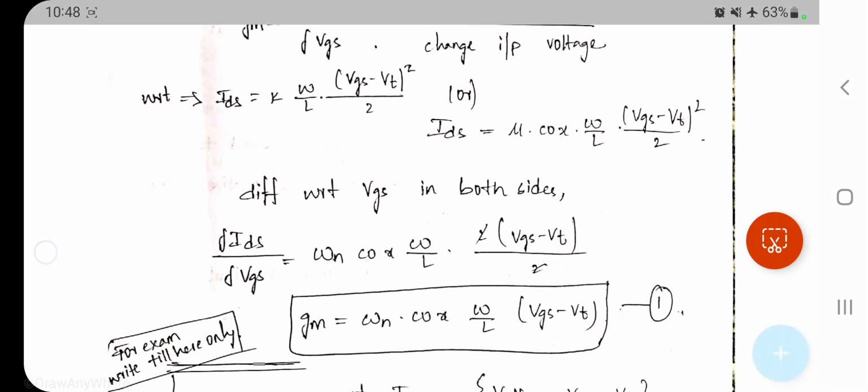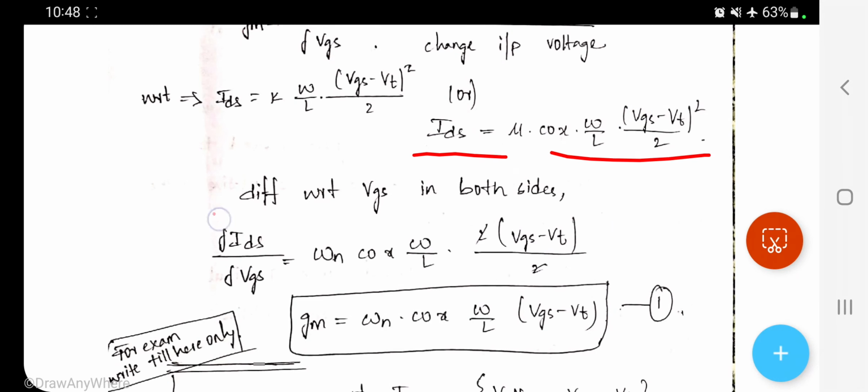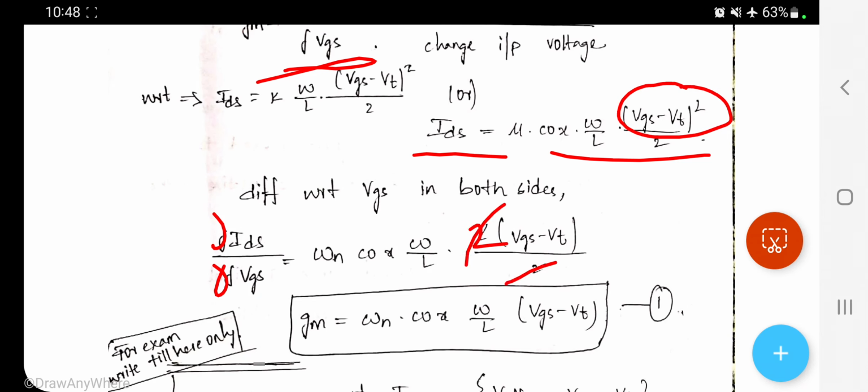If we differentiate with respect to VGS on both sides, we get dou IDS by dou VGS. So mu into COX into W by L remains the same, and differentiating with respect to VGS we get 2 into (VGS minus VT), this 2 will get cancelled. Here we have Wn, which is the width of the channel, N represents NMOS, and L is the channel length.